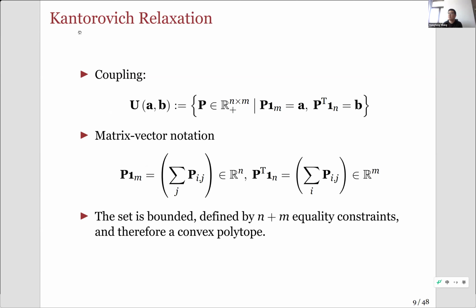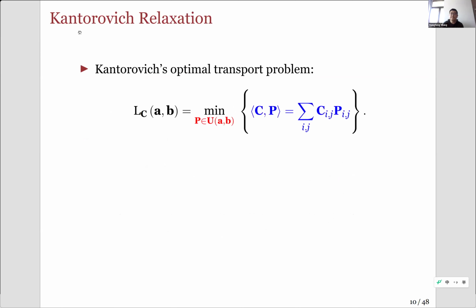And the Kantorovich optimal transport problem is then to find the plan P that minimizes the total transport cost, calculated as the expected cost. This minimum value is the Kantorovich optimal transport cost.